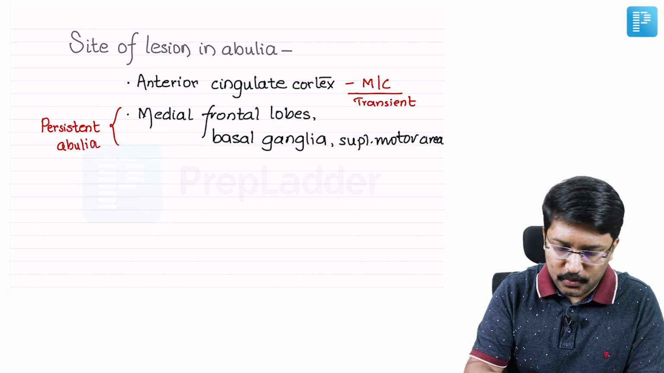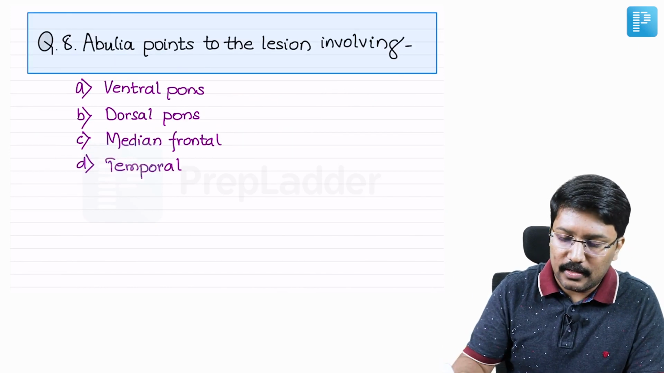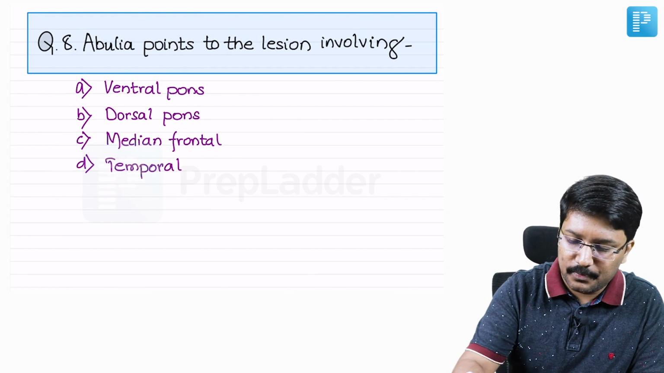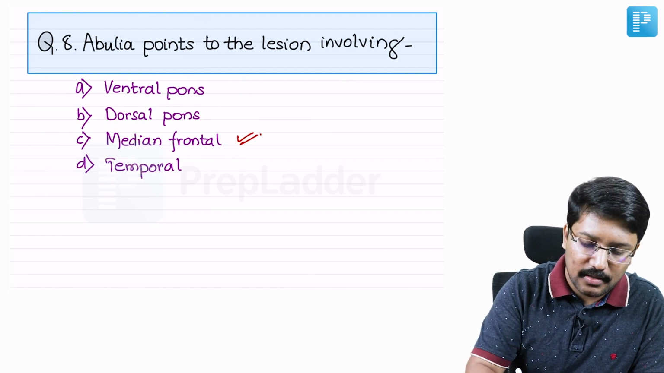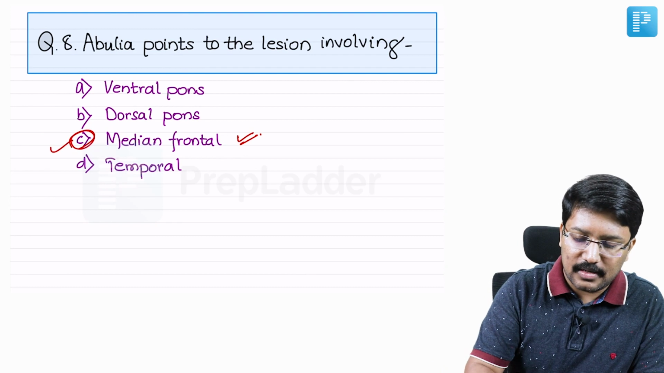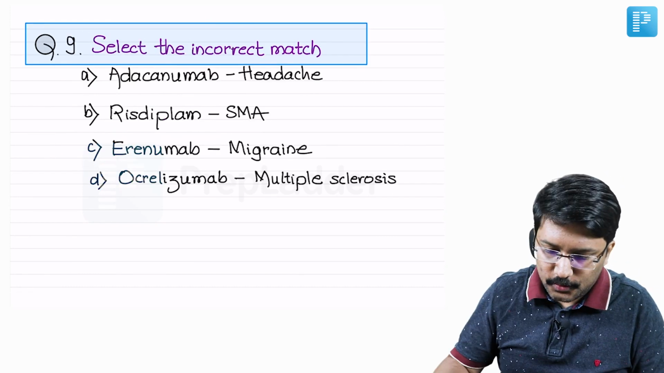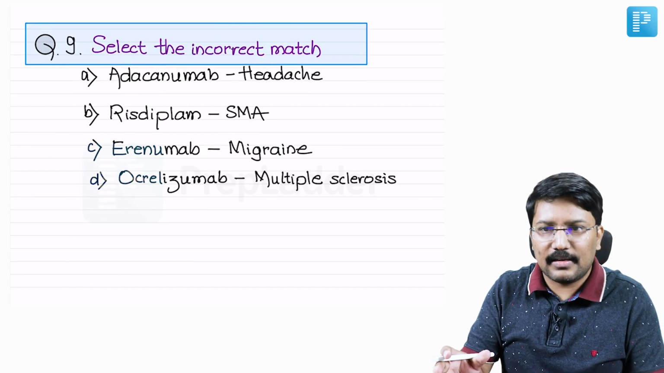So this question was about abulia, and the option that goes well in favor of abulia is option C, right? Medial frontal lobe. So that is the right answer. Okay, good. So next question goes like this: select the incorrect match.